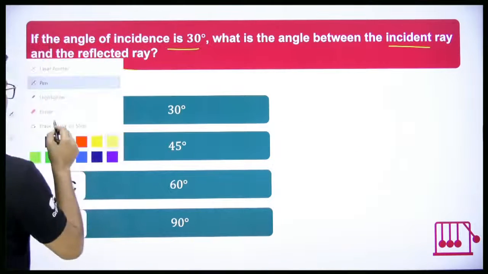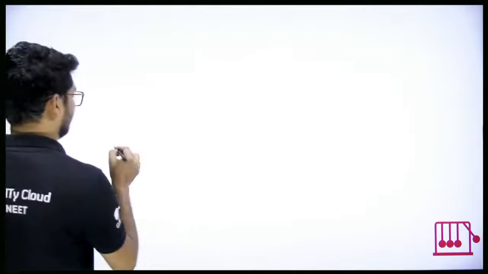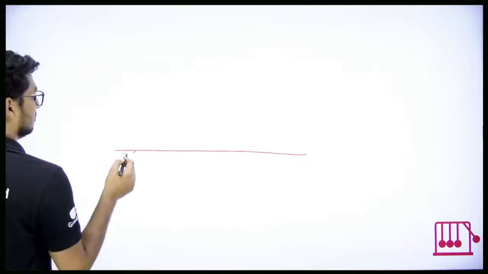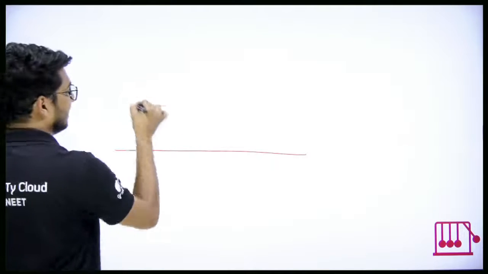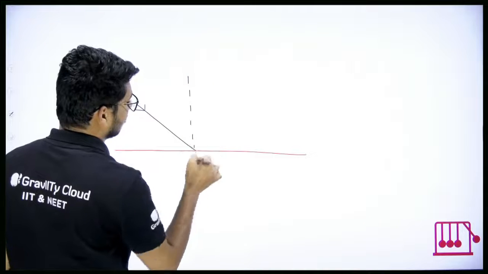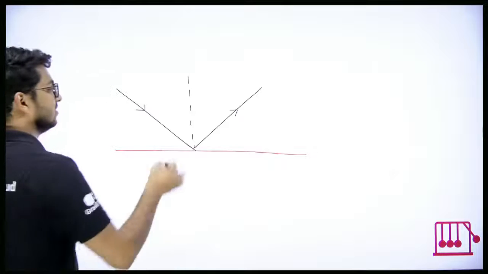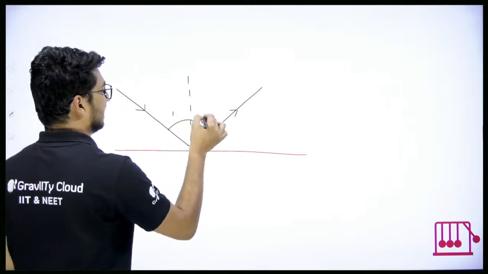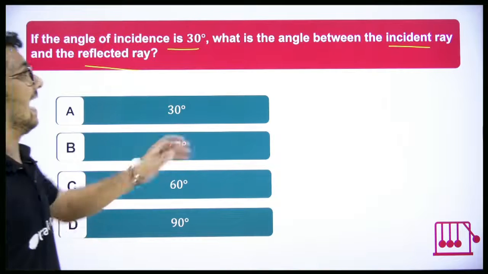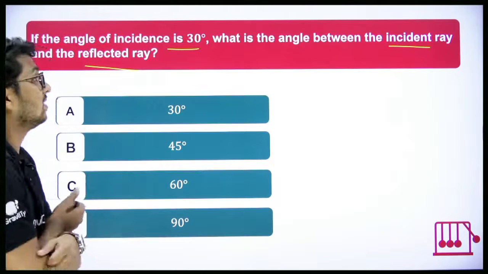Let me solve it for you. So let's draw the diagram here, by the way. Let's say this is an opaque surface. Let's say this is the incident ray. If I draw the normal here, this will be the reflected ray. So this is the angle of incidence, this is the angle of reflection. Simple. But what is asked here? The angle between the incident ray and the reflected ray. That is what is asked.